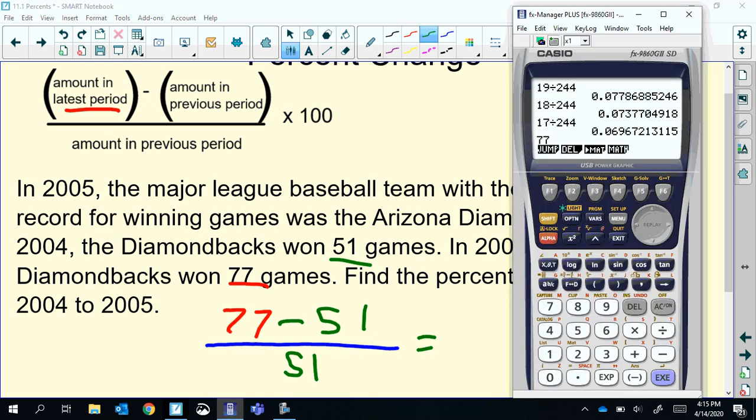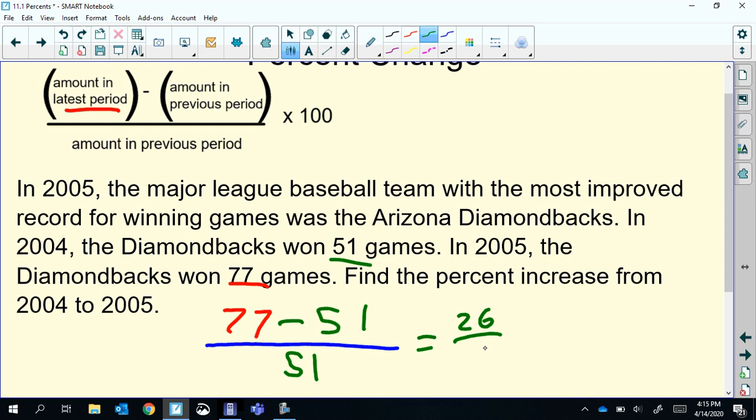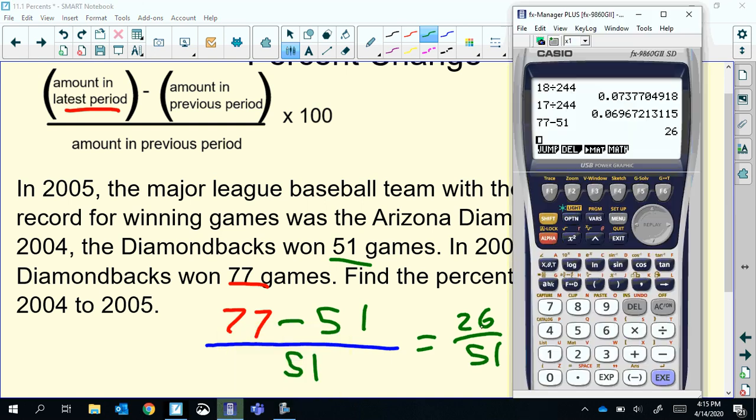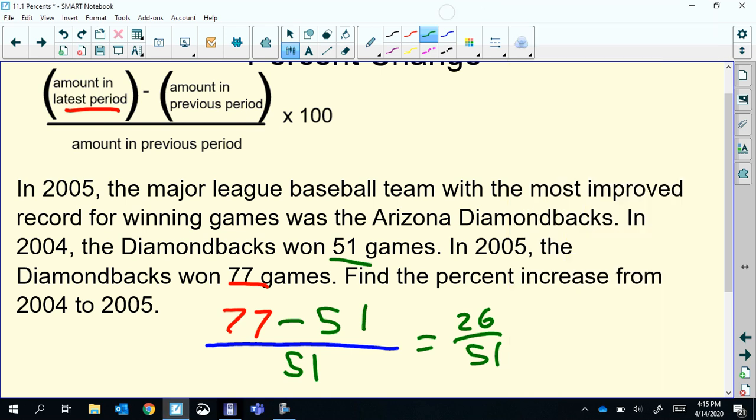So 77 minus 51. That means that they won 26 more games than the year before. The year before they only won 51, so now we divide by 51. And it went up by almost 51%. 50.98, so 51%. It's a 51% increase from the previous year.